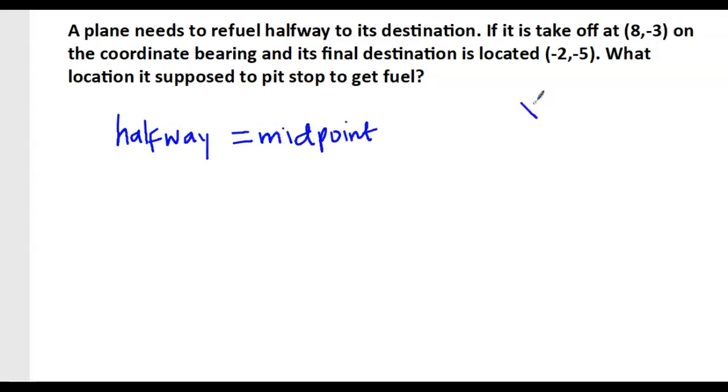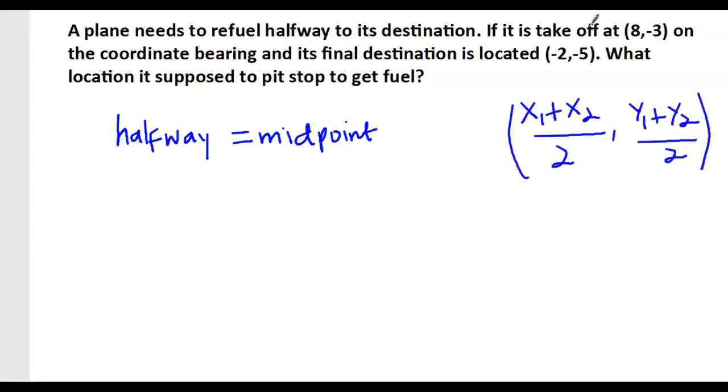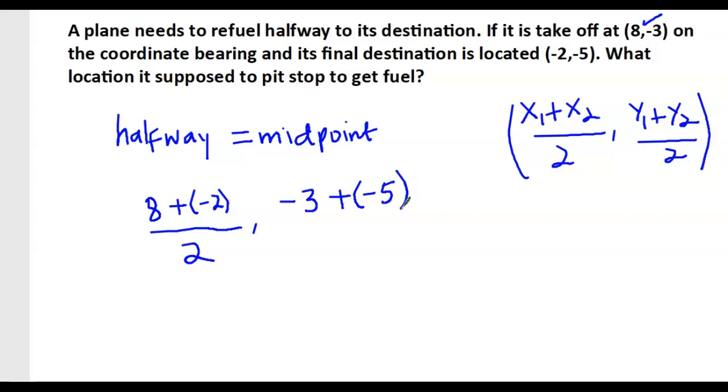And the midpoint formula is x1 plus x2. So here we start with that. It's going to be 8 plus -2 all divided by 2, comma, and then -3 plus -5 all divided by 2.